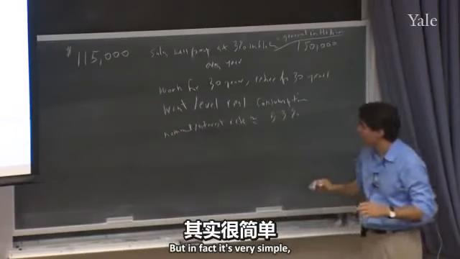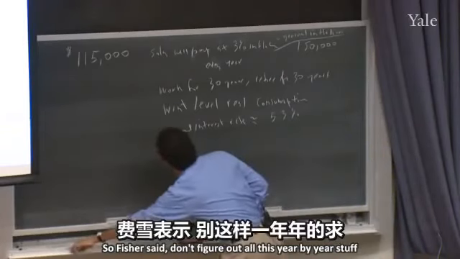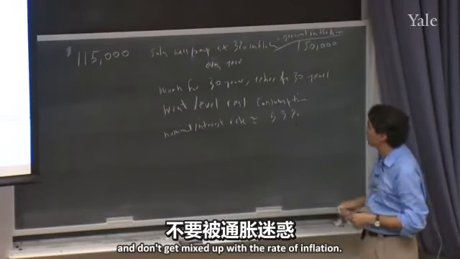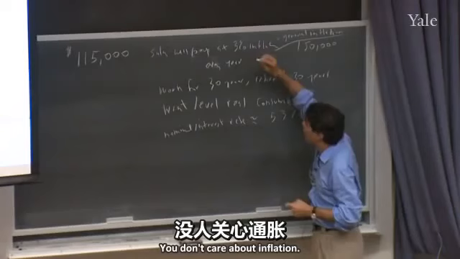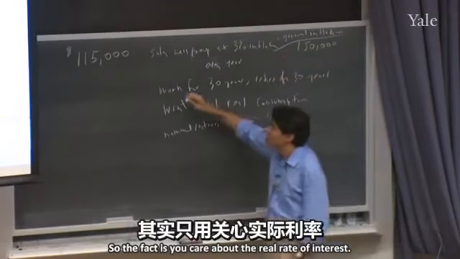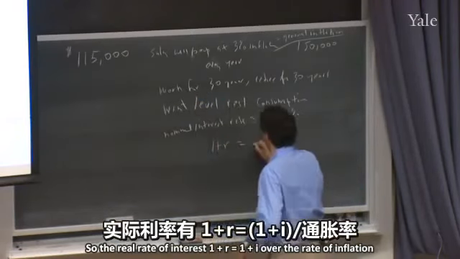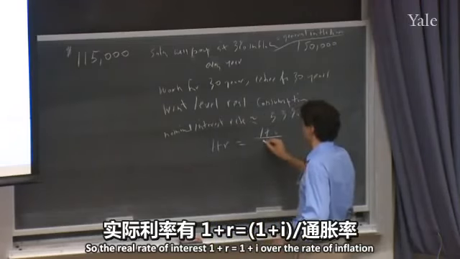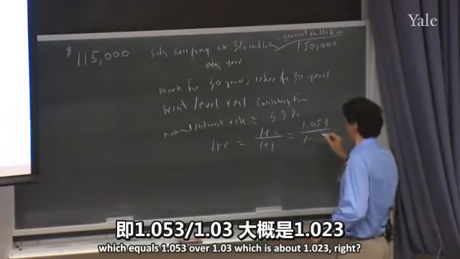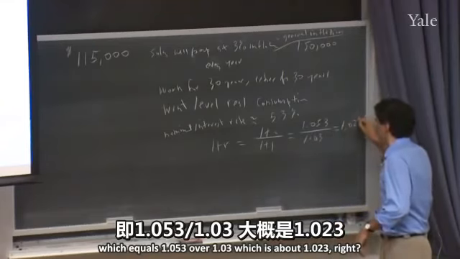But in fact, it's very simple, and Irving Fisher pointed the way to do it, and we can now do it in our heads. Fisher said, don't figure out all this year-by-year stuff, and don't get mixed up with the rate of inflation. You don't care about inflation. You're going to look through the inflation and only care about the real consumption. So the fact is, you care about the real rate of interest. So the real rate of interest, 1 plus r, equals 1 plus i over the rate of inflation, which equals 1.053 over 1.03, which is about 1.023, right?